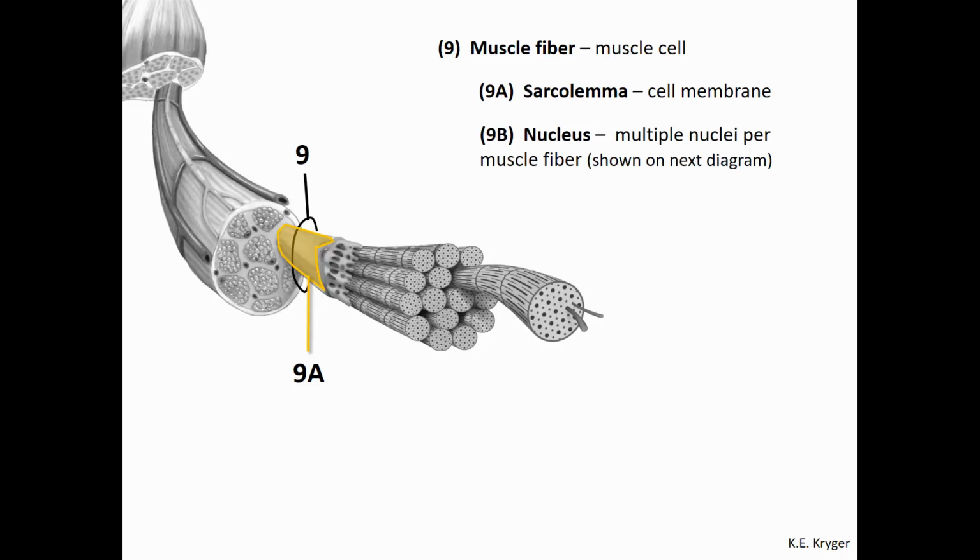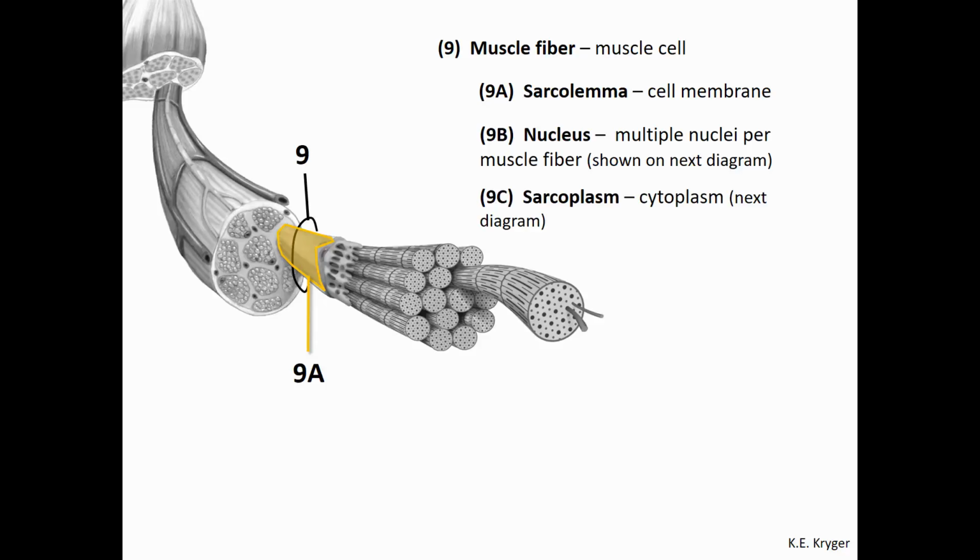Then we have 9B, and I'm not going to label it on this particular diagram, but I want it on your key. So 9B is the nucleus. And there's multiple nuclei per muscle fiber, right? Because remember, these are such long, long, long cells. We don't want one control center. We want multiple control centers, right? So now we have lots of control centers in just one muscle fiber, multiple nuclei. And again, not shown on this diagram.